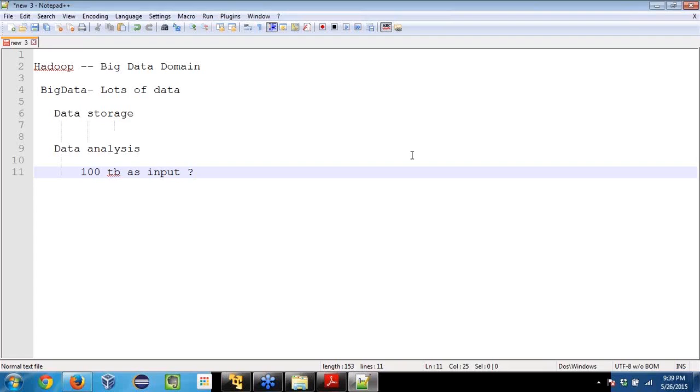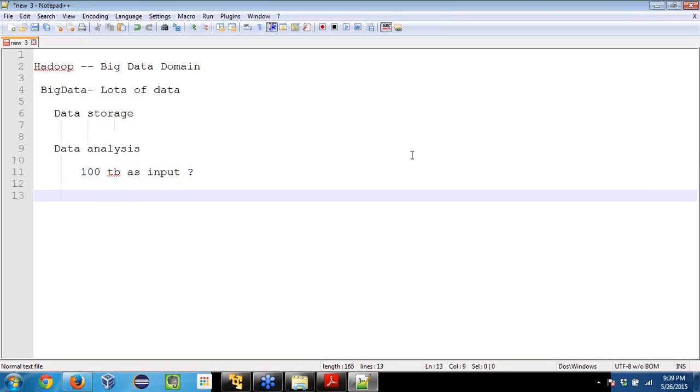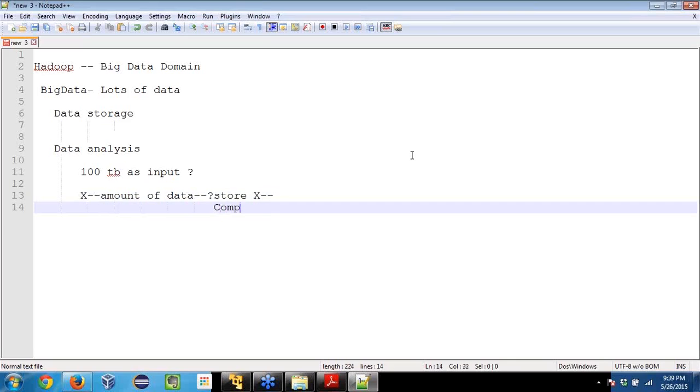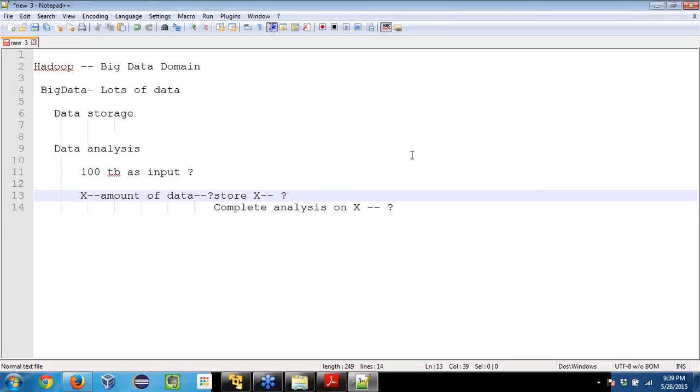Can I consider the complete data as an input? If I say X amount of data, the bottom line is that big data put forward a very simple problem: if there is X amount of data, can you store this X, and can you also do the complete analysis on X, right? This was the biggest challenge put forward to the complete industry. That's what big data started creating as a problem. The primary reason is that the database cannot scale up.